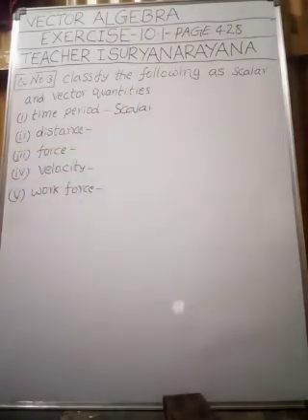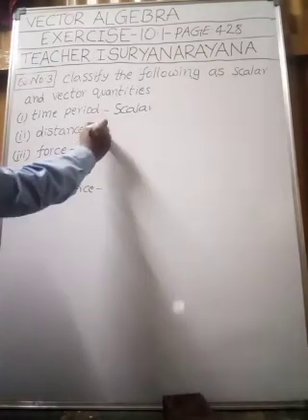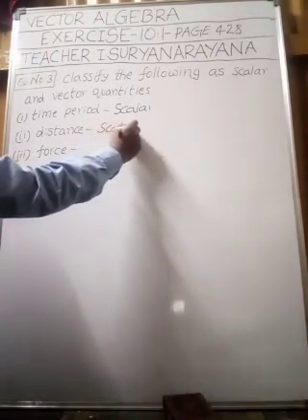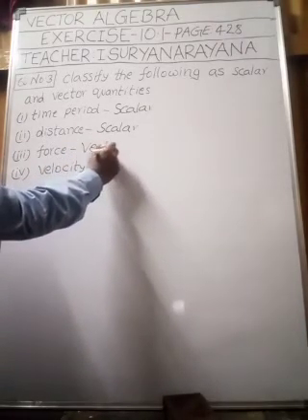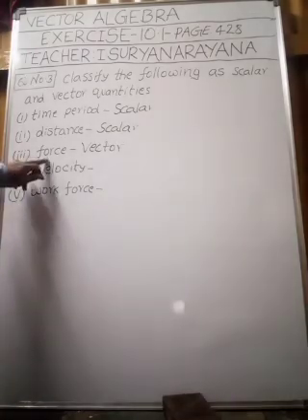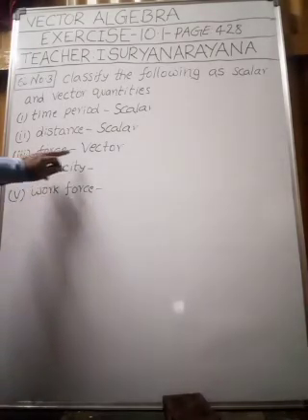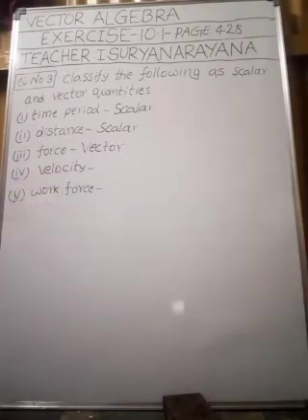At the beginning of this chapter, we have discussed which physical quantities are vectors and which are scalars. Yes or no, my children? Right. Distance. This is also a scalar. This physical quantity also represents a scalar. Next, force. It is a vector. This physical quantity is a vector. Velocity. This is also a vector.